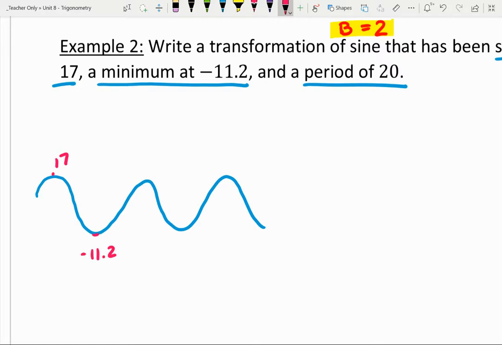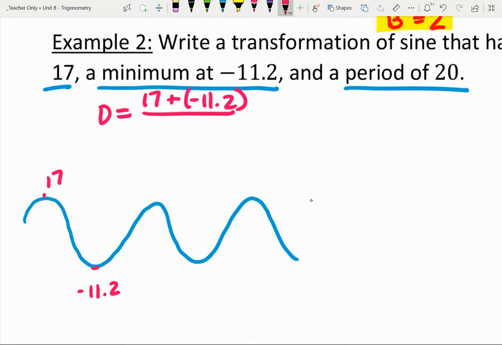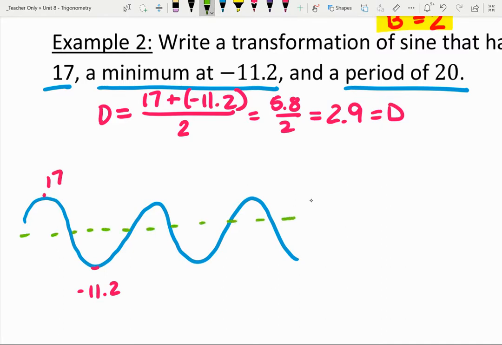So if I want to find the midline, or the D value, I'm going to want to find the average between the two, or halfway. Remember, you find an average by adding the two values together, noticing that even though we have a negative value, I'm still using addition between them, and we divide by 2. So in this case, the numerator is 5.8, divided by 2 is 2.9. So we have a D value of 2.9, which again would be the location of our midline.